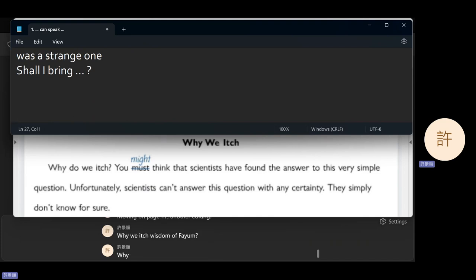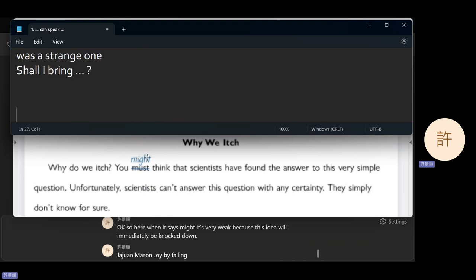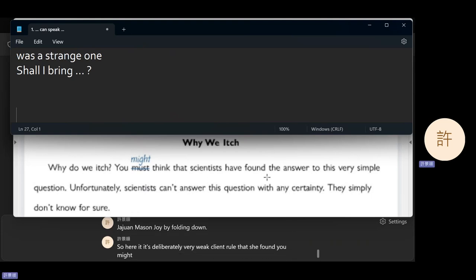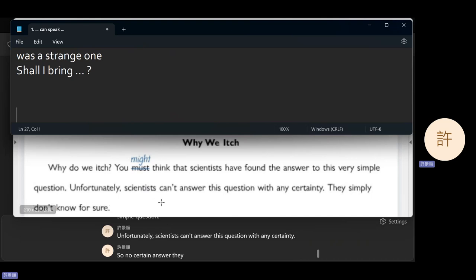Why do we itch? You might think that, okay, so here when it says might, it's very weak because this idea will immediately be knocked down. 接下来这句话马上就会被否定掉. So here it's deliberately very weak. 可以用很弱的写法. You might think that scientists have found the answer to this very simple question. Unfortunately, scientists can't answer this question with any certainty. So no certain answer. They simply don't know for sure.